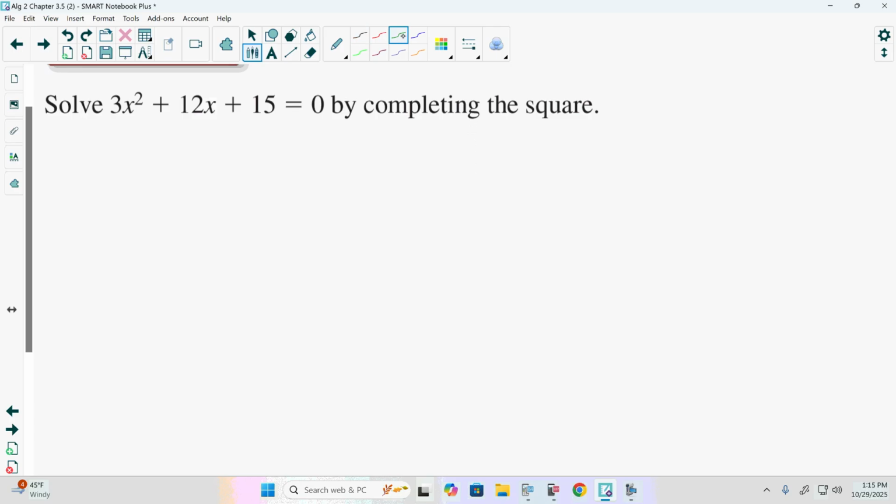3x squared plus 12x plus 15 equals 0. We want to solve it by completing the square. Is the value of a equal to 1? What is the value of a? Step number 1, is the value of a equal to 1? If not, make it so. If not, make it be 1. Well, we said the number in front of x squared is 3. So to make it become 1, we have to divide this by 3.